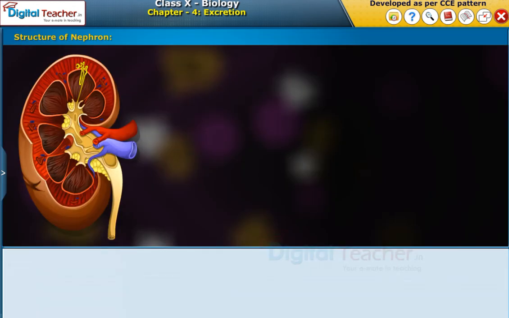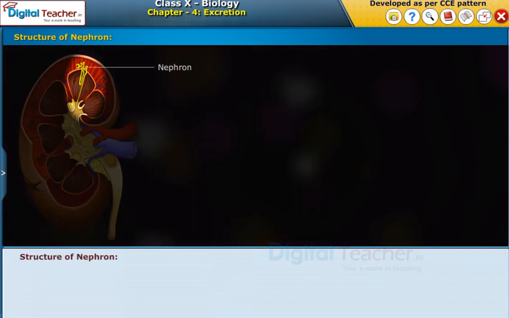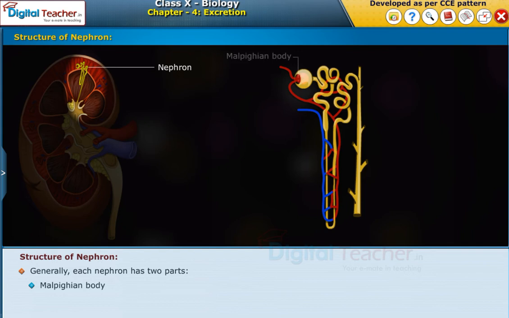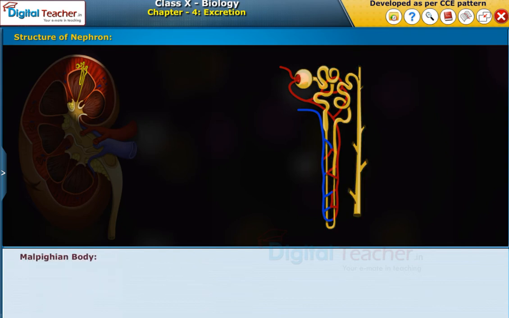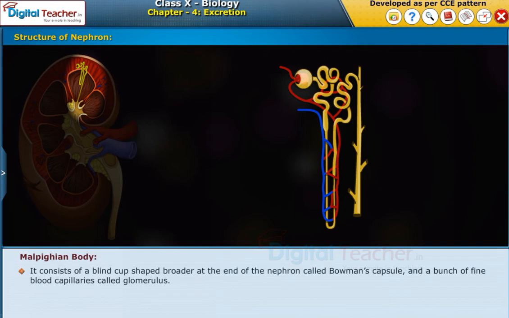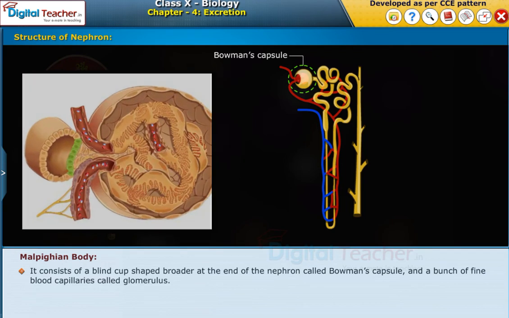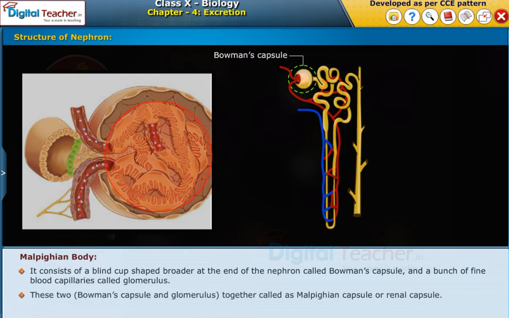Now, let us learn in detail about the structure and function of nephron. Structure of nephron. Generally, each nephron has two parts: Malpighian body and renal tubule. Malpighian body consists of a blind cup-shaped border at the end of the nephron called Bowman's capsule and a bunch of fine blood capillaries called glomerulus. These two, Bowman's capsule and glomerulus, together are called Malpighian capsule or renal capsule.